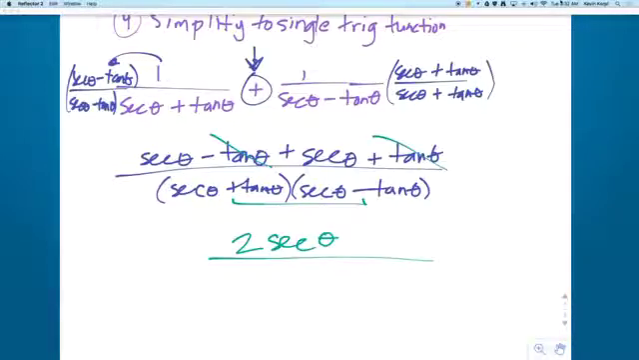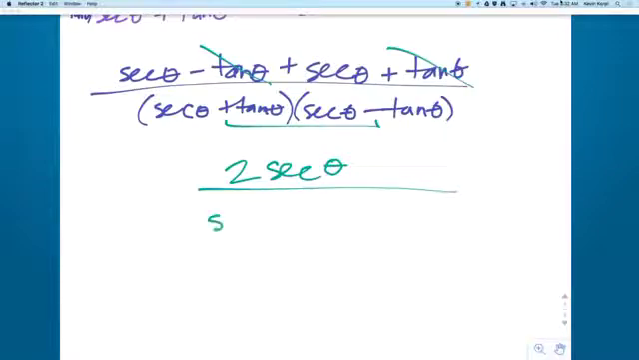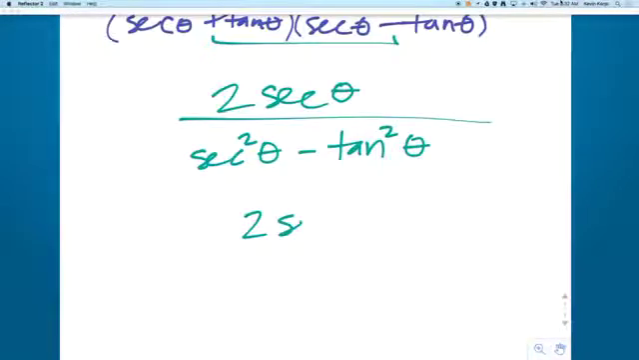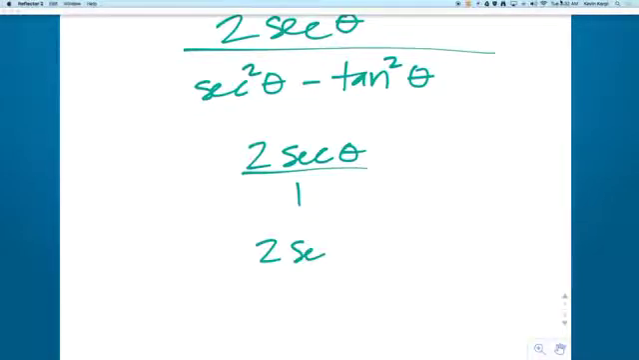They kind of look like what you get. Conjugates. Yeah, they are. So when you multiply those out, you'll get a difference of 2 perfect squares. You'll get secant squared of theta minus tangent squared of theta, which now, Rebecca, because they are squared, is equal to what? 1. So you end up with 2 secant of theta divided by 1, which is just 2 secant of theta.